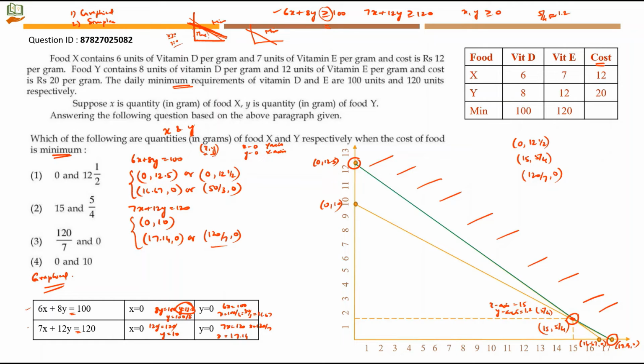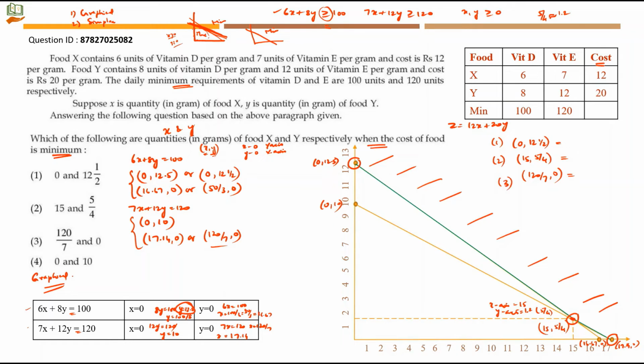We need not get into the details of the graphical method. I am just trying to tell you how to solve it. So we have 3 points here. What is the cost function that has been given in some previous question? It is z is equal to 12x plus 20y. Now they are asking when the cost of food is minimum. So you have to find where it is minimum. Option number 1 is present here. Option number 2 is present here.